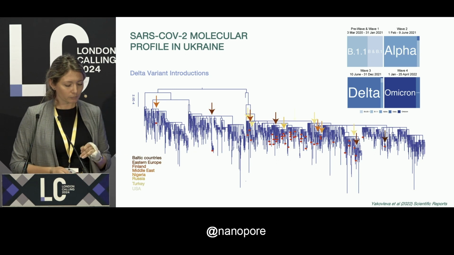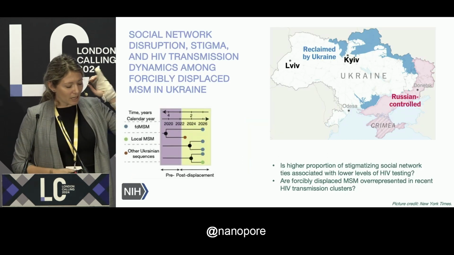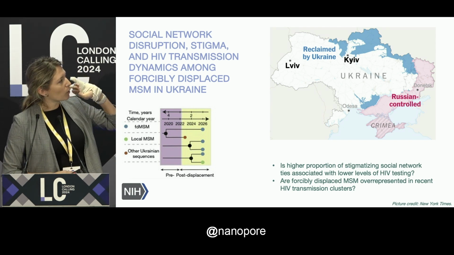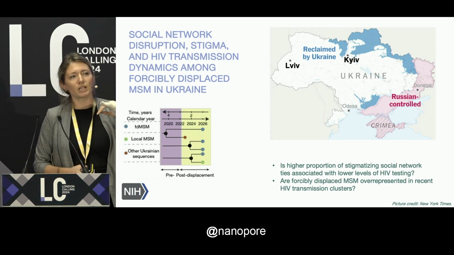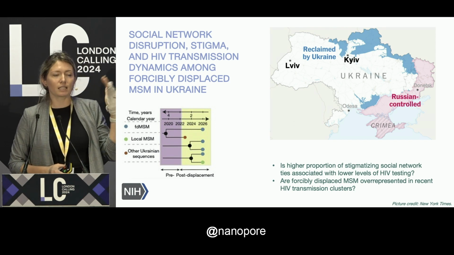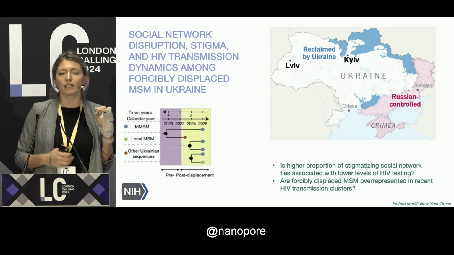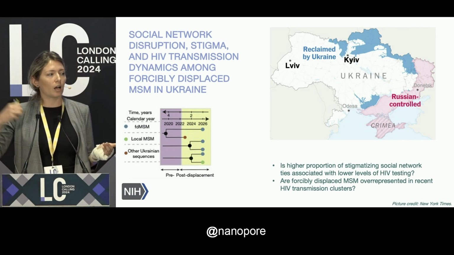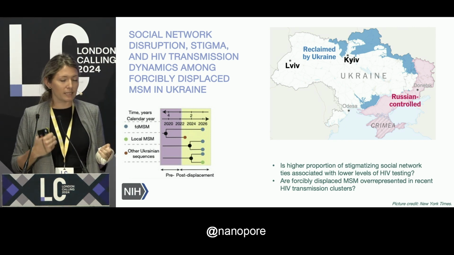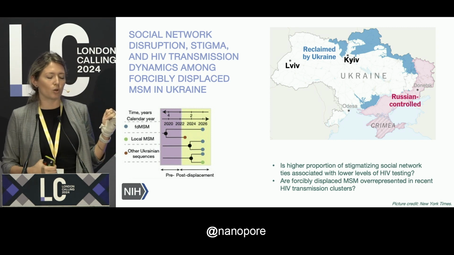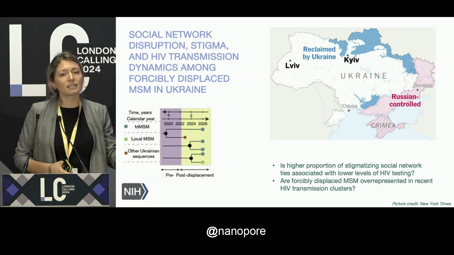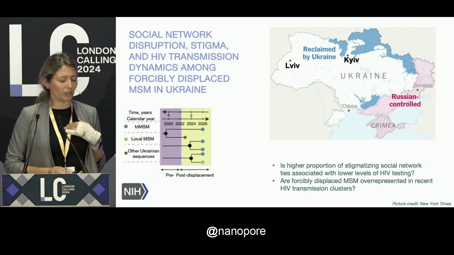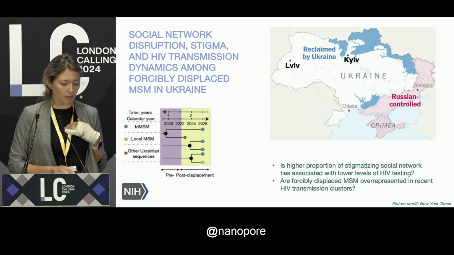I also wanted to highlight a project that we're just starting in Ukraine, and it's going to focus even more on the combination of the social network analysis and phylogenetic analysis and trying to relate the changes in the number of social ties that happen as a result of a displacement and disruption of the social network, and how that relates to the creation of genetic ties, really linking the social behavioral and the genetic epidemiology.